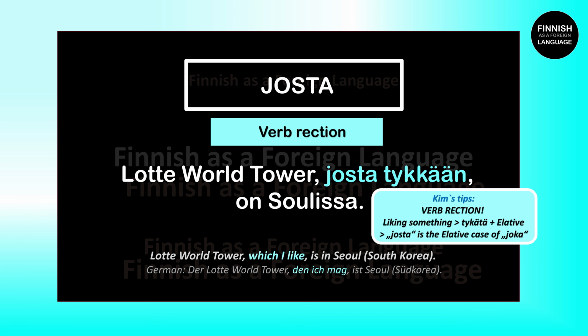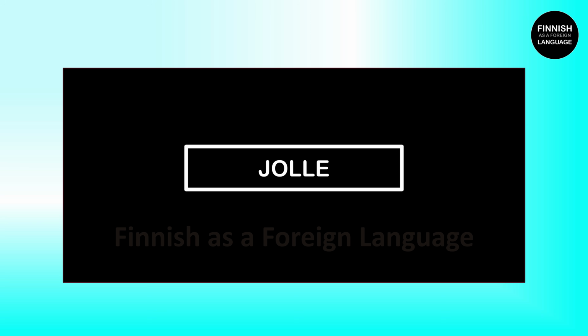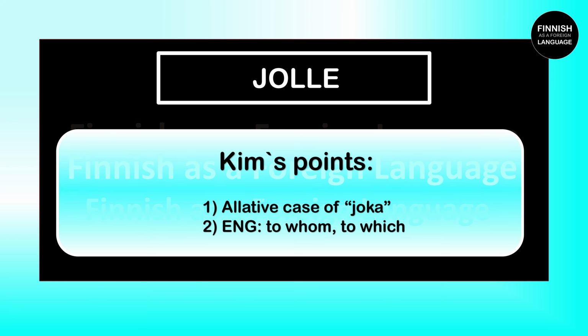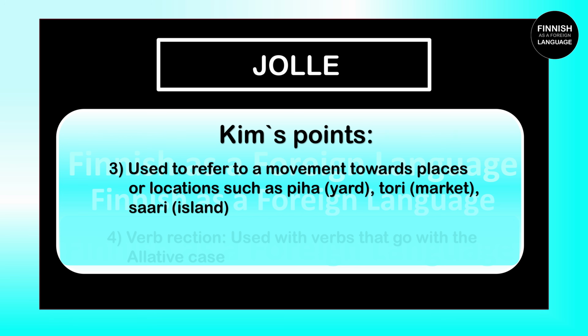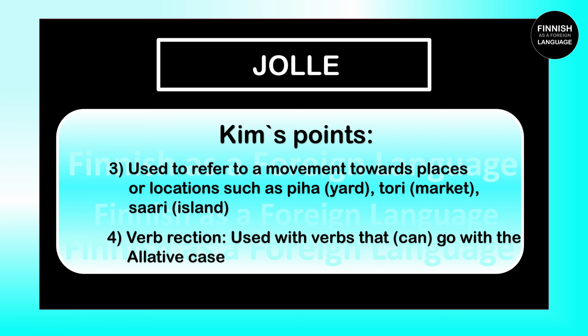Now we carry on with jolle, which can be understood as for which or to whom. We use jolle, which is the elative case of joka, when we want to refer to movement towards places or locations, such as piha, tori, or saari, or with verbs that commonly require the elative case, like antaa, which means to give, or puhua, which means to speak.